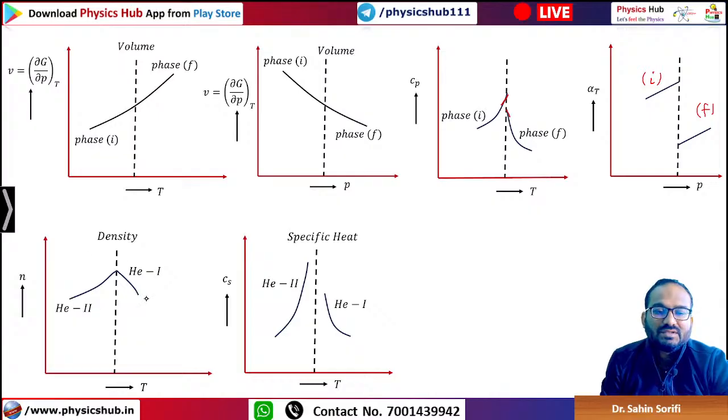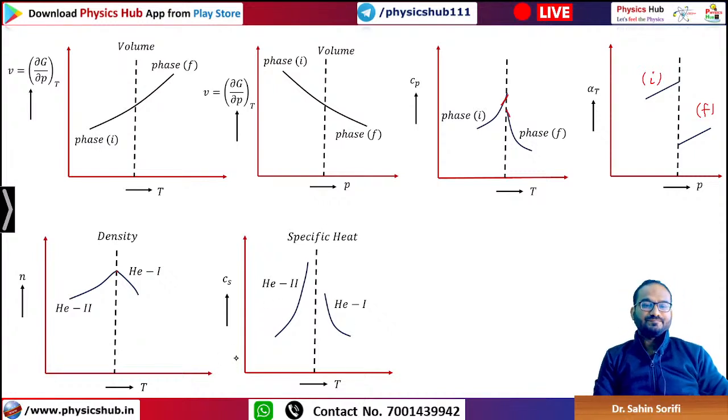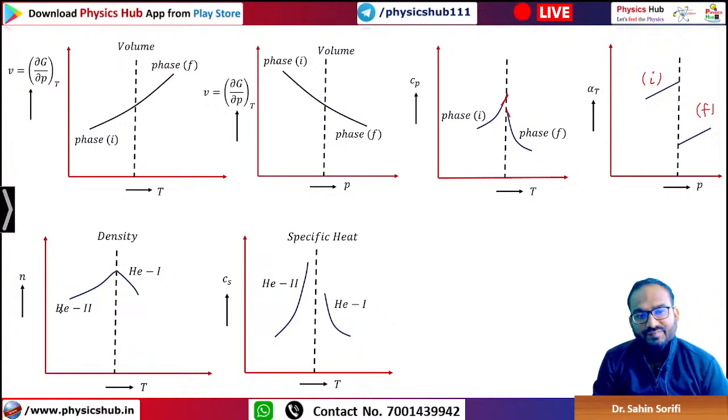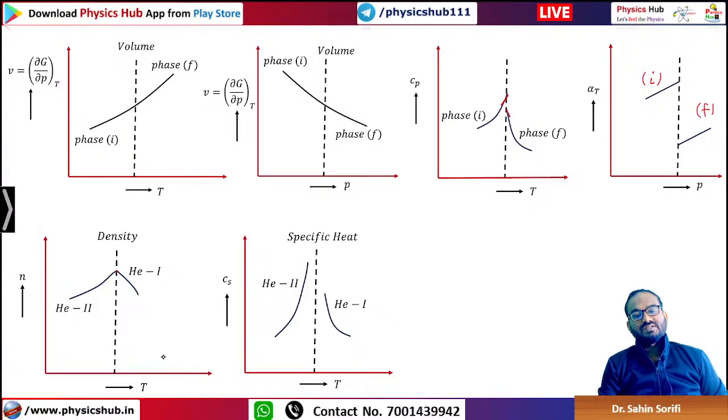Density of helium 2 and helium 1, you can see. Specific heat, helium 2 and helium 1, there is a discontinuity. So sometimes it asks what is the transition from helium 2 to helium 1, what kind of phase transition it is? It is second order phase transition.